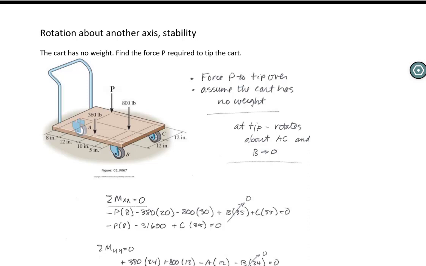So what have we got here? I've got this cart. It says that it's weightless, in other words, has no weight. It's got 3 wheels, and it has a couple of applied forces. And what our problem is, if I apply an unknown force right there, how much force does it take to tip over the cart? The force P to tip it over.